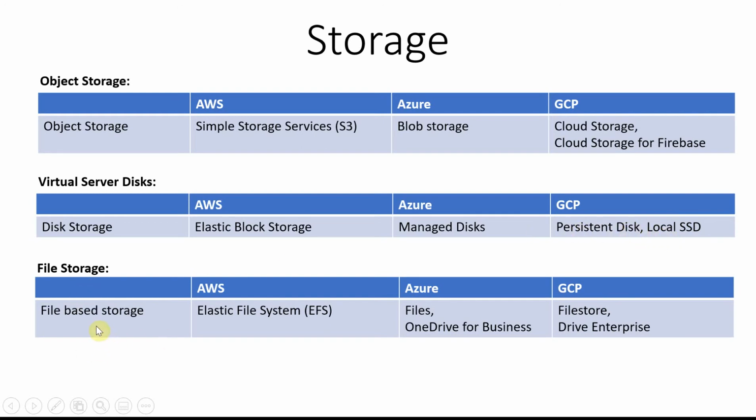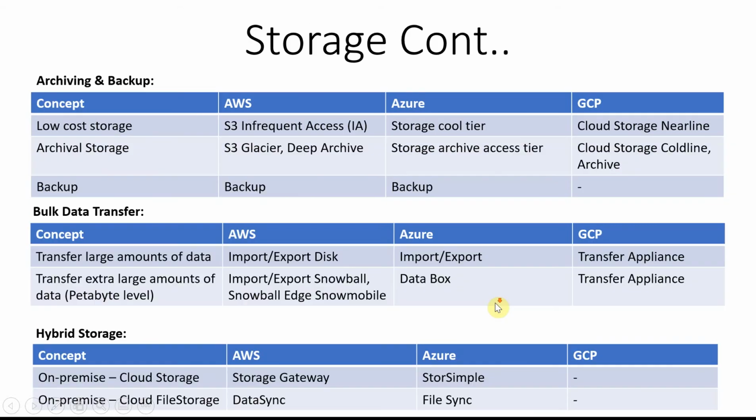And coming to file storage, like your normal text files, probably following the NFS protocol. NFS protocol is probably used for this file storage. In this category in AWS you have EFS, Elastic File System. In Azure it is Azure Files or OneDrive for Business. And for GCP it is Filestore or Google Drive Enterprise. So these are the options you have for file storage. And that's about the basic storage options.